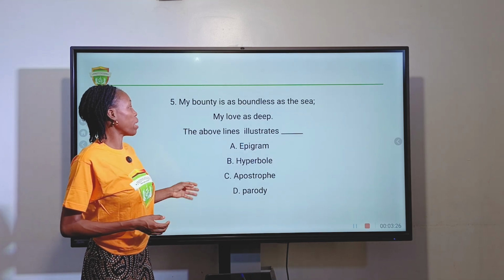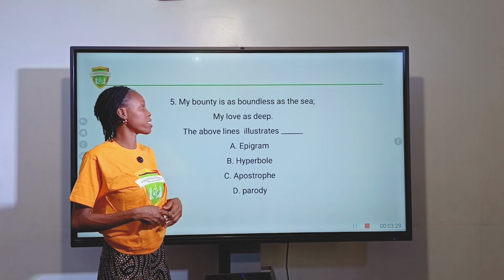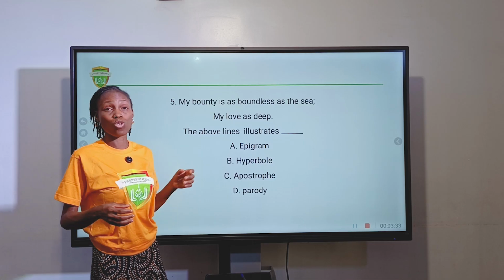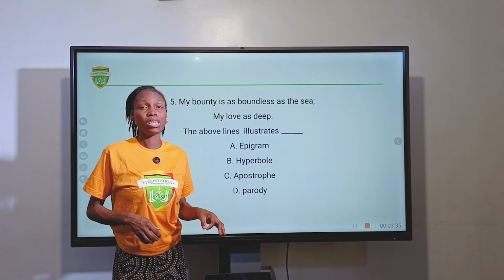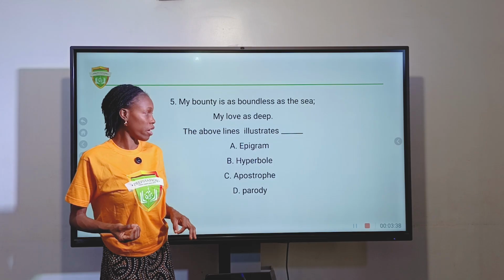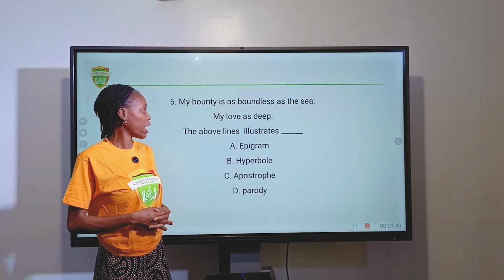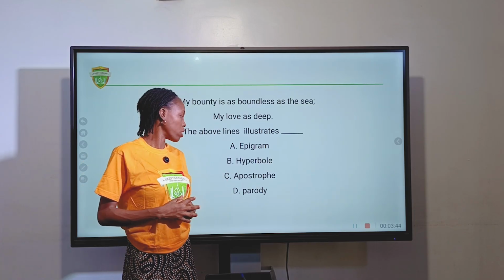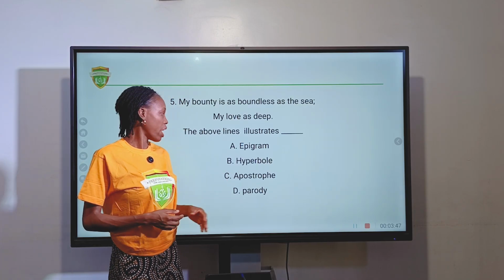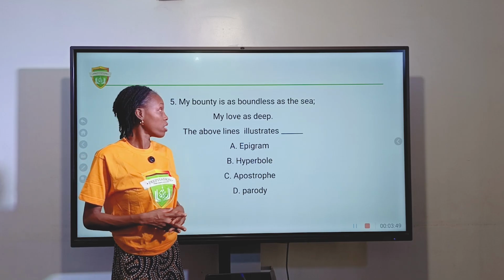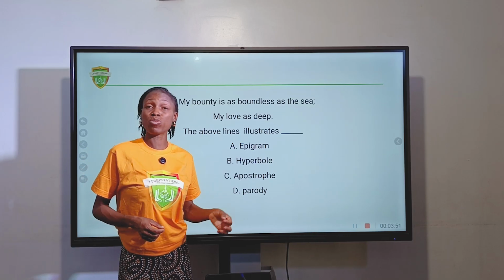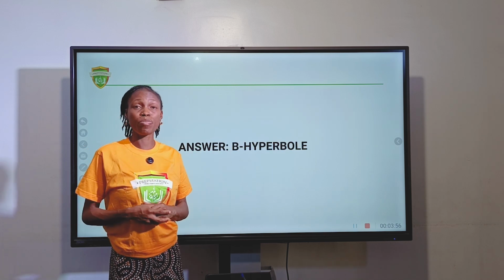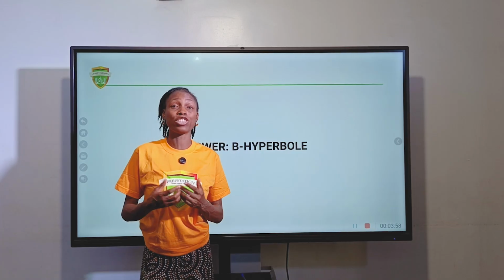Number 5, my bounty is as boundless as the sea, my love very deep. Take note of the words bounty and boundless here. The above lines illustrate A, epigram, B, hyperbole, C, apostrophe, and D, parody. Take note of the words, like I said, bounty and boundless. The answer is hyperbole. Hyperbole is exaggeration.